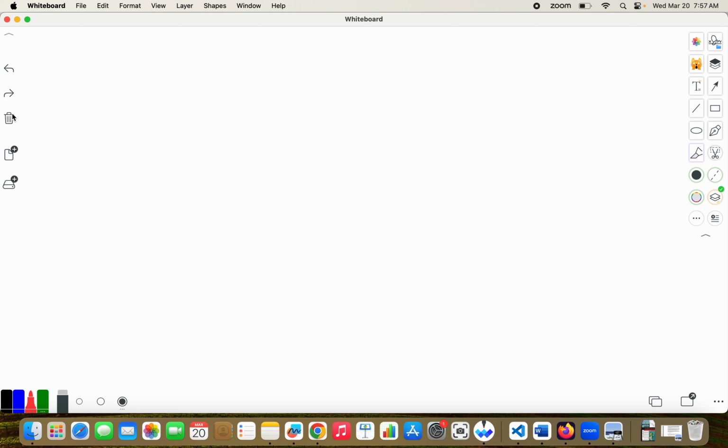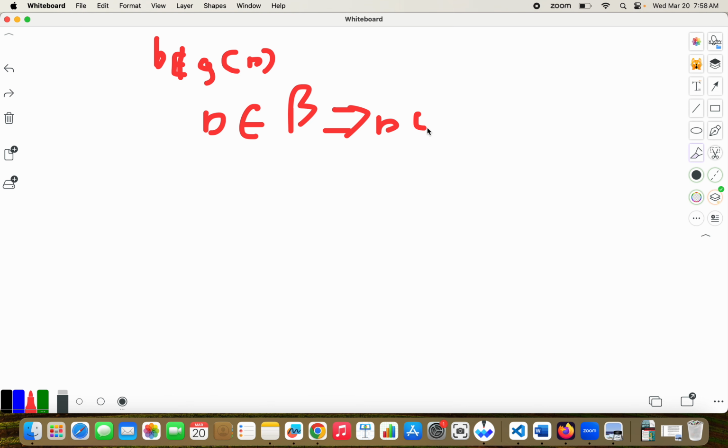But now let's get the more interesting statement. What if b is not in g of b? If b is not in g of b, then b is in B, which means b is in g of b. So this is a contradiction. Thus we have shown b is in g of b contradicts b isn't in g of b. So this is very false.